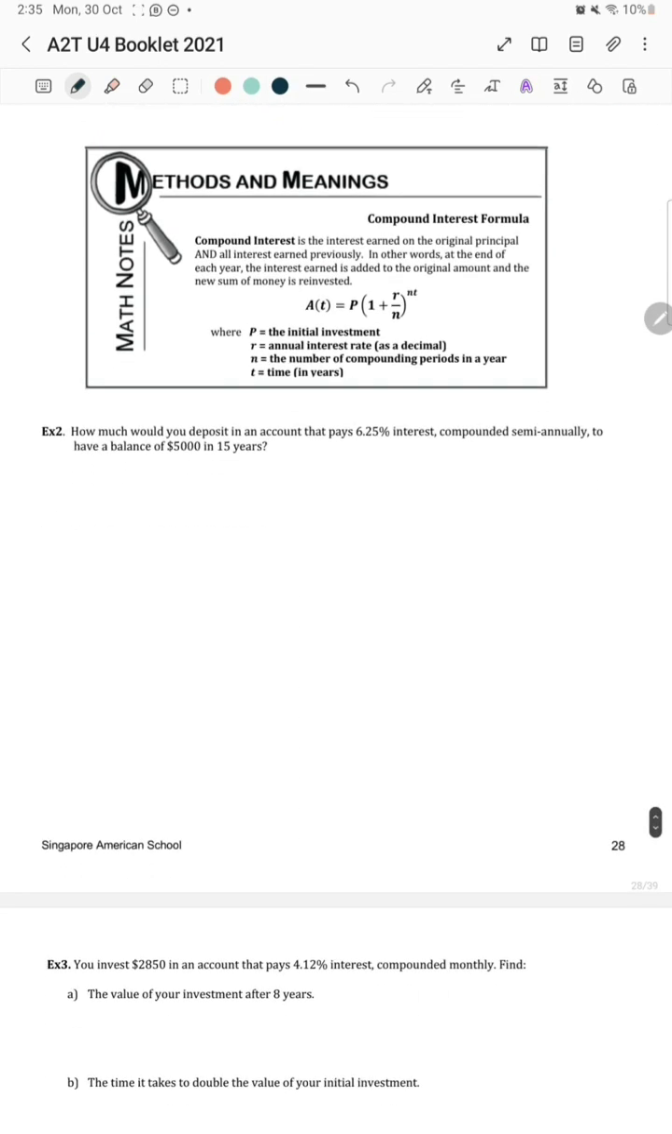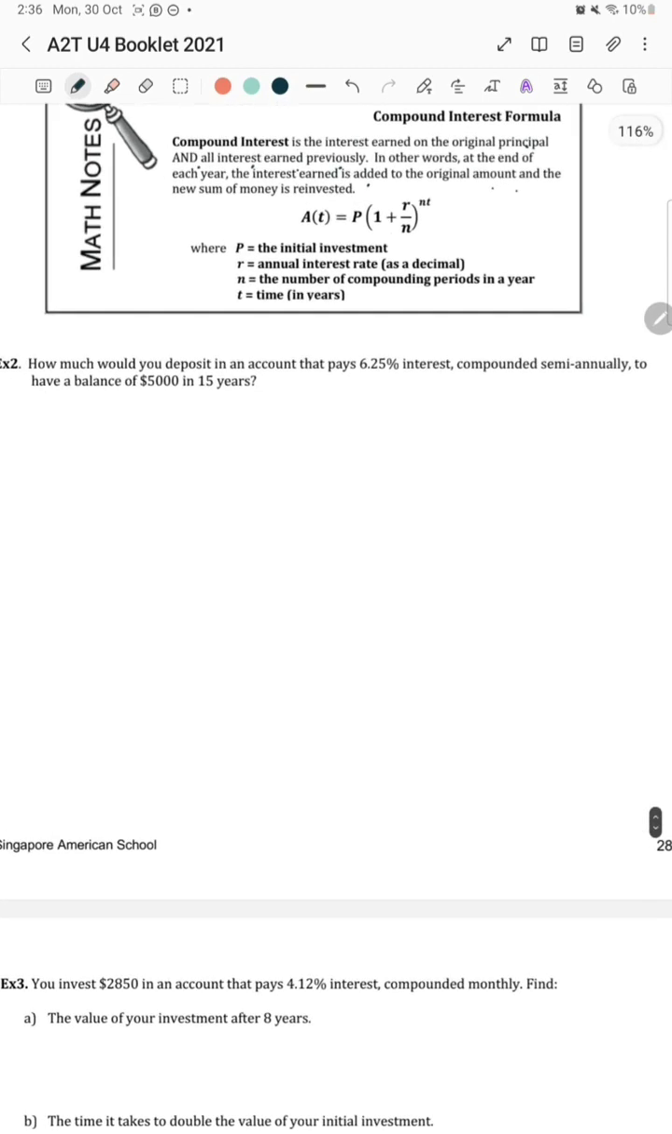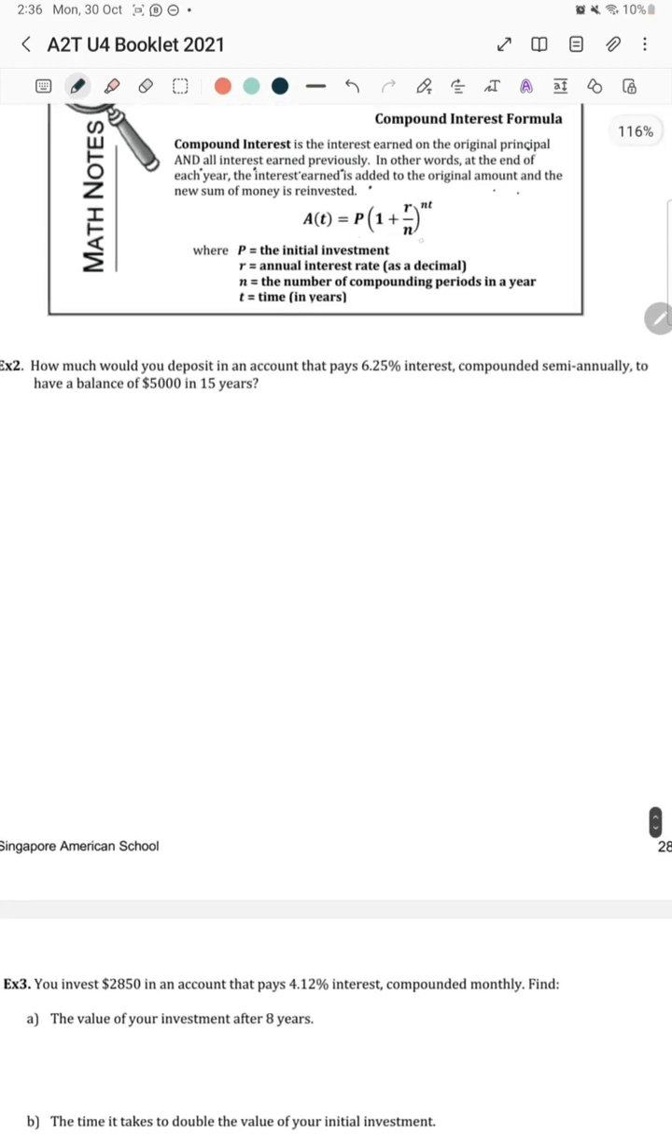Okay, so compound interest is the interest earned on the original principal and all interest earned previously. In other words, at the end of each year, the interest earned is added to the original amount and the new sum of the money is reinvested. A of t is equal to P times (1 plus r over n) to the power nt. P is the initial investment, r is the annual interest rate, n is the number of compounded periods in a year, and t is the time in years.